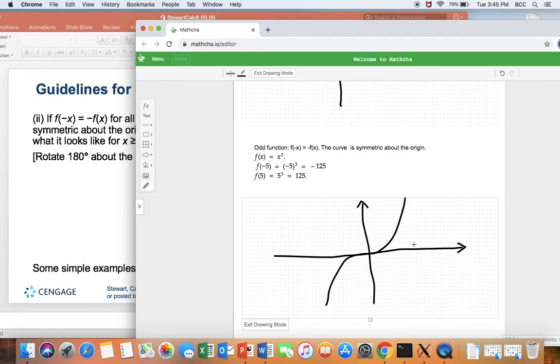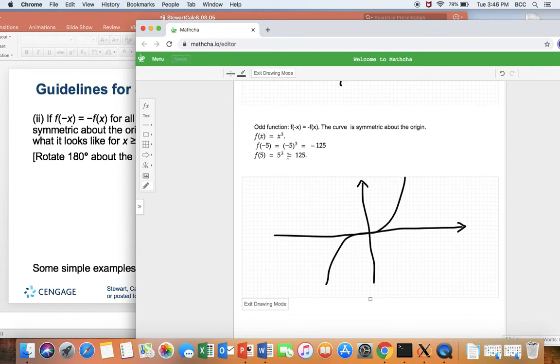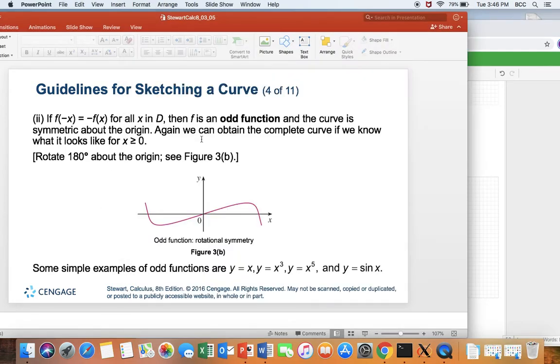Or another way of understanding this is there is a rotation. This curve gets rotated by 180 degrees, okay? So that's what is symmetry about the origin, okay? So f is an odd function. The curve is symmetric about the origin, okay?